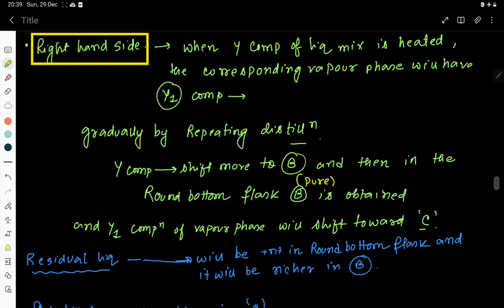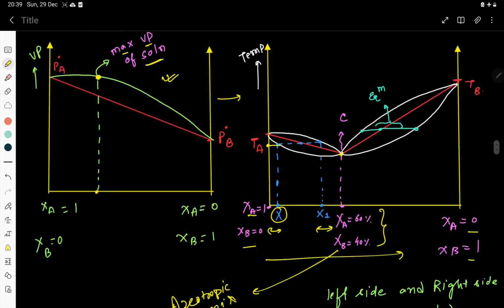When Y composition of liquid mixture is heated, the corresponding vapor phase will have Y1 composition. Let us see the right hand side. For example, suppose this is Y and this corresponding vapor phase will have Y1 composition. Here what we can see, by repeated distillation, this Y will shift towards this side and this Y1 will shift towards C side.